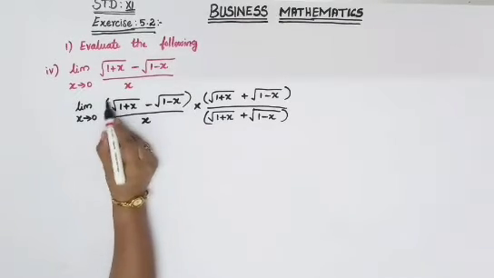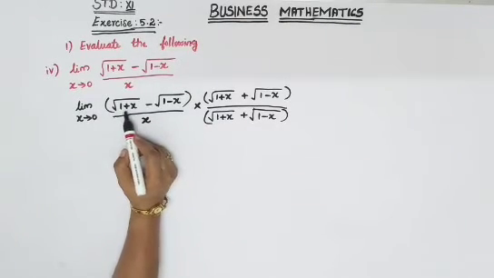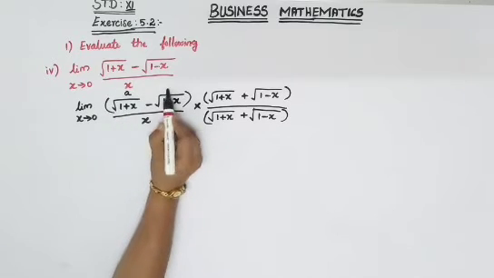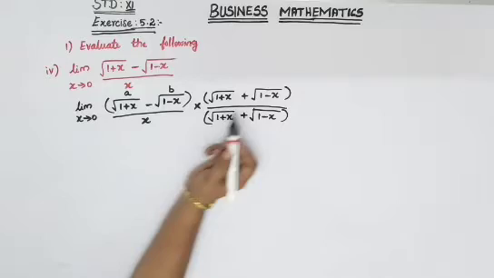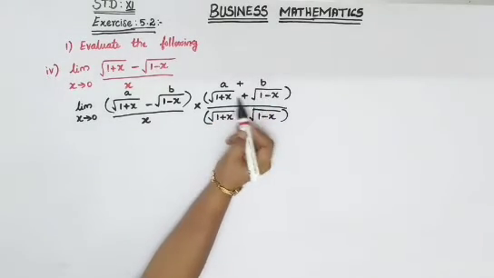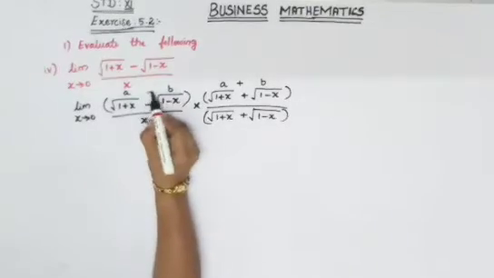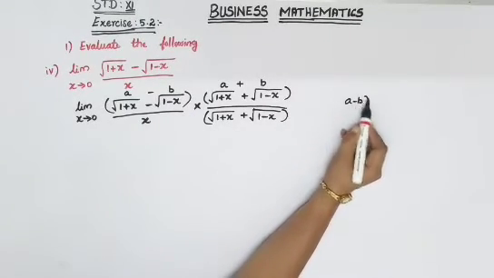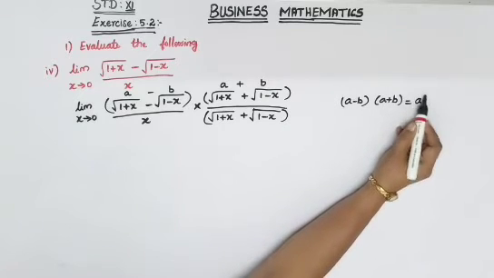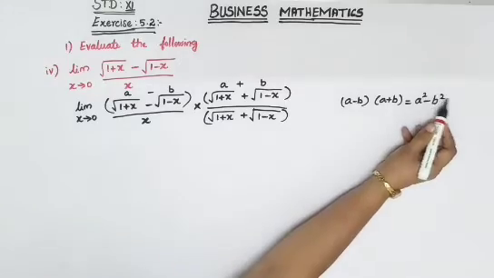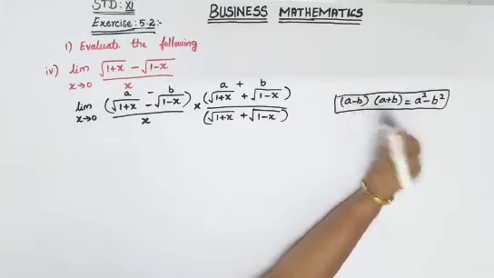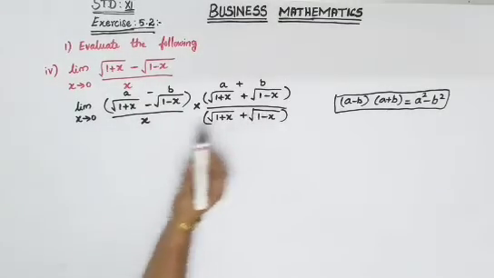So now you can see which format these terms are in. So 1 plus x, root of 1 plus x, this we'll take as a. And here b, that is a minus b. Again the same a but with plus b. So you know this format, a minus b into a plus b, means we have the formula a square minus b square. So we can use this formula. In this place you can substitute that formula.